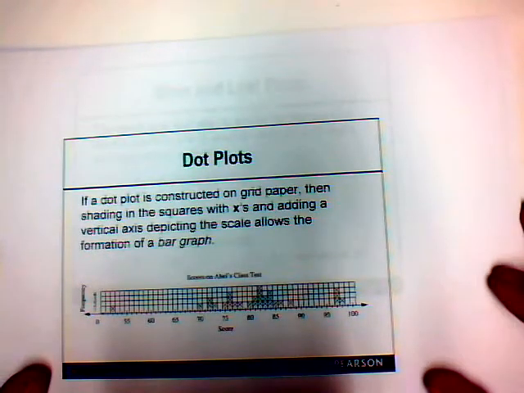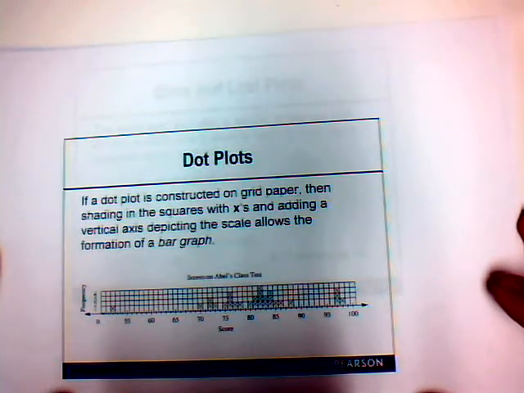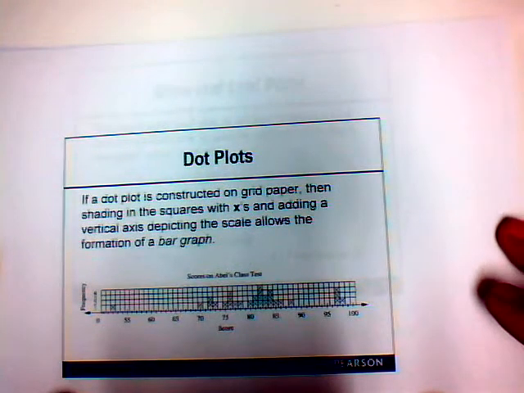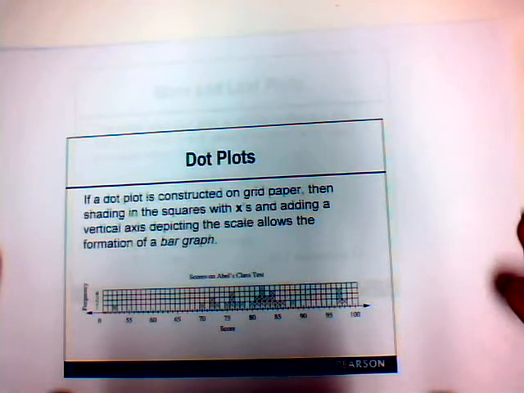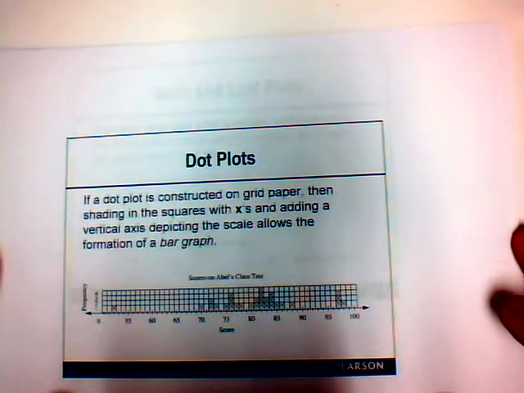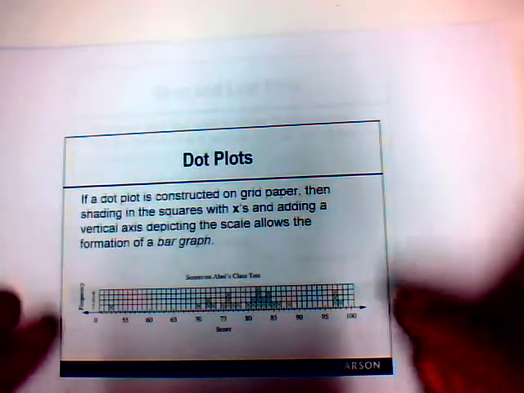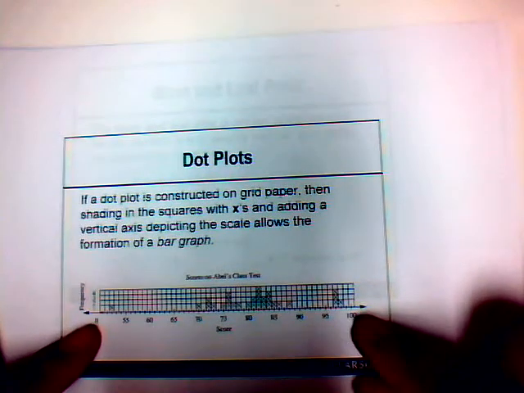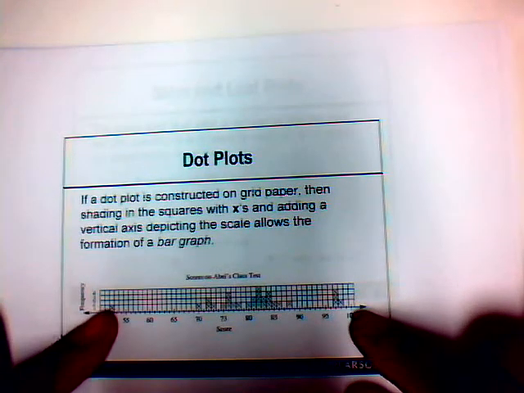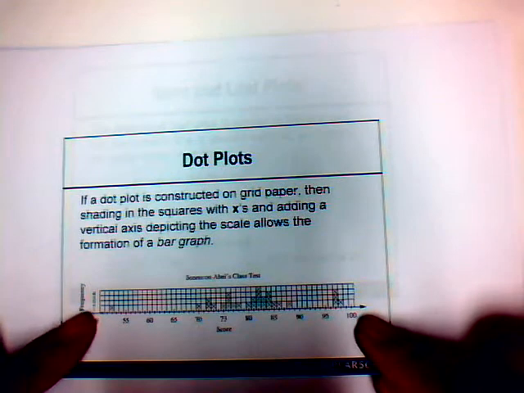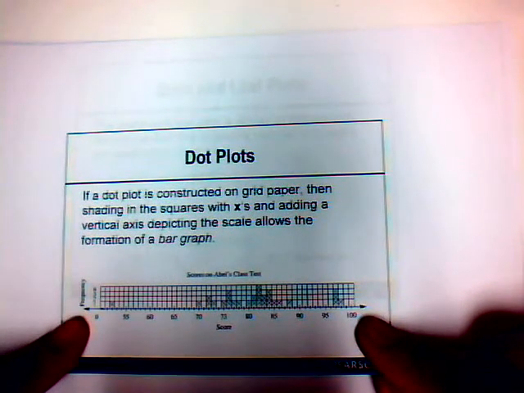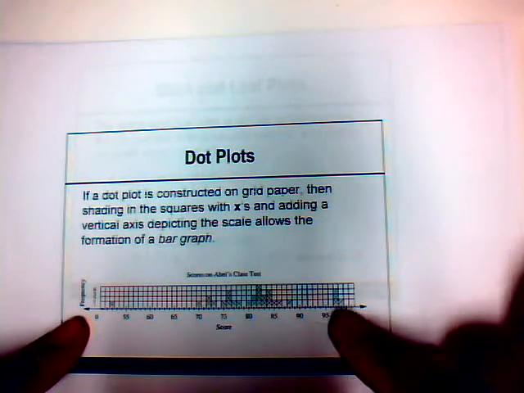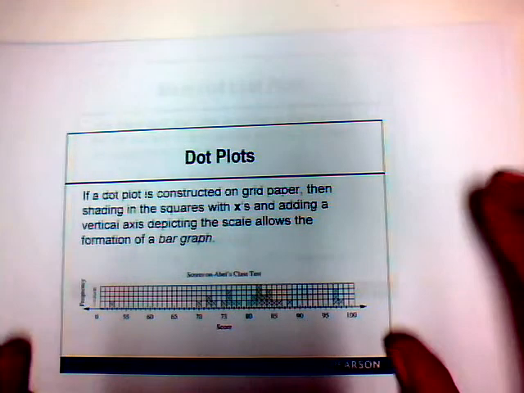If a dot plot is constructed on grid paper, then shading in the squares with X's and adding a vertical axis depicting the scale allows the formation of a bar graph. Okay, so with this dot plot, we can put this on grid paper, add a vertical axis like this right here, which we can call the frequency, and that will allow us to form what we call a bar graph.